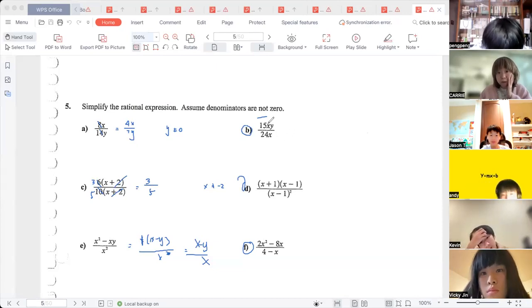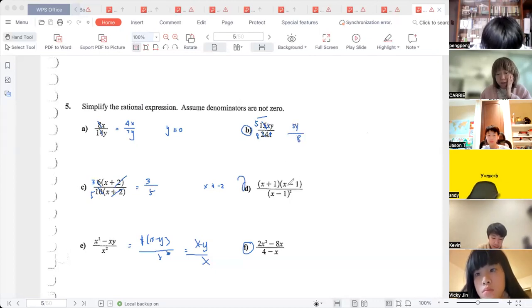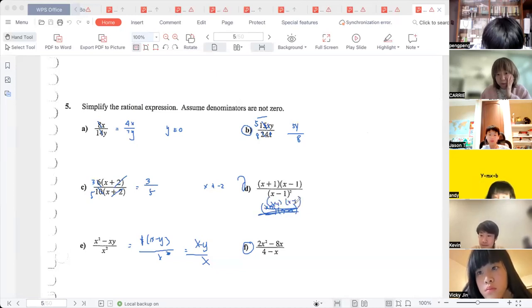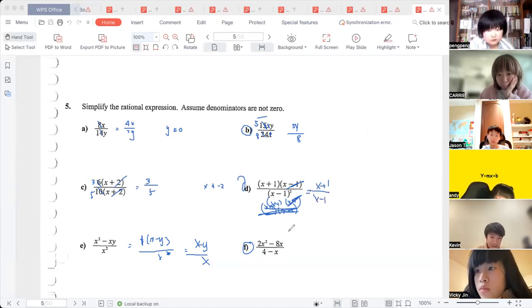So let's take a look at this one. So first one, x is gone. And 15 divided by 3 equals 5, and 24 divided by 3 equals 8. So it'd be 5y over 8. Right? This one seems to have nothing in common, but this one is x plus 1 over x minus 1. Oh, sorry. It's x minus 1 over x minus 1, right? Because it's x minus 1 squared. I can expand it. So this x minus 1 and x minus 1 can be gone. So x plus 1 over x minus 1.